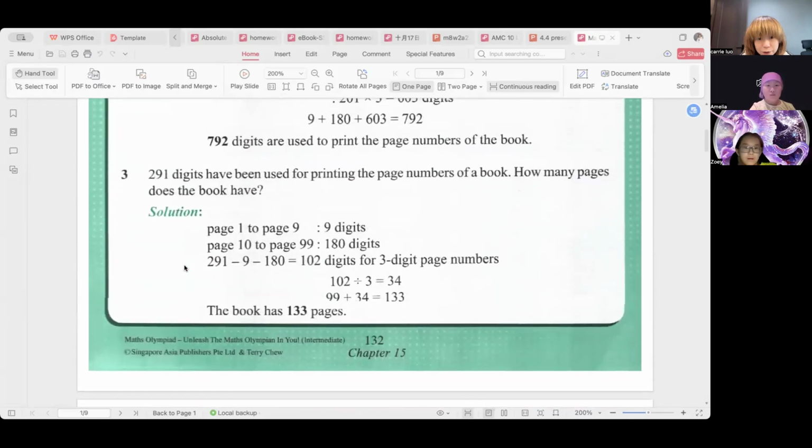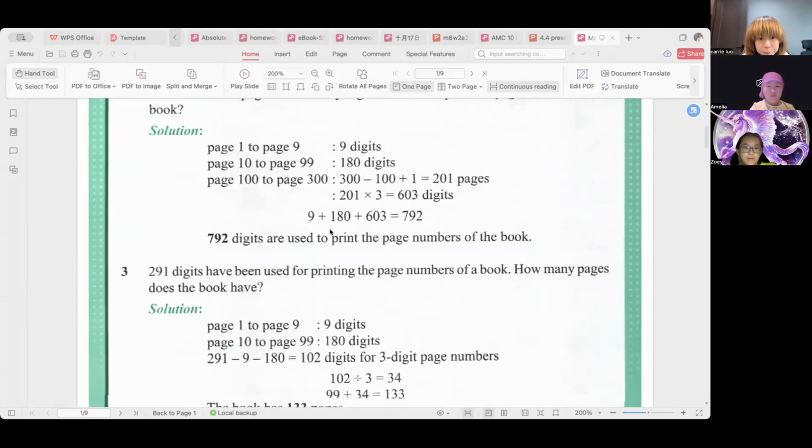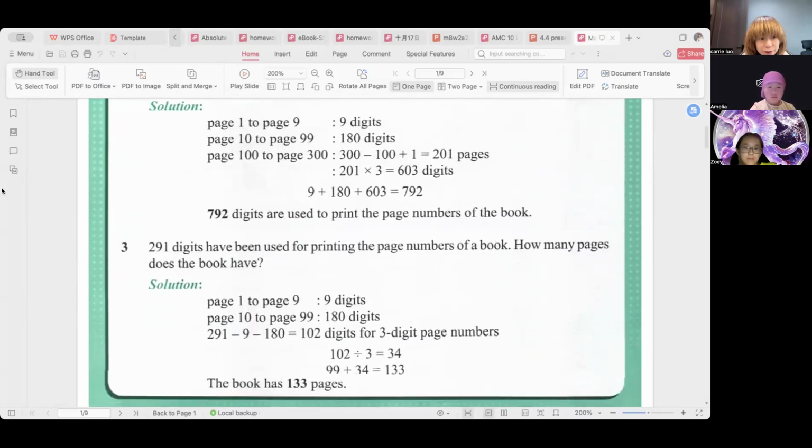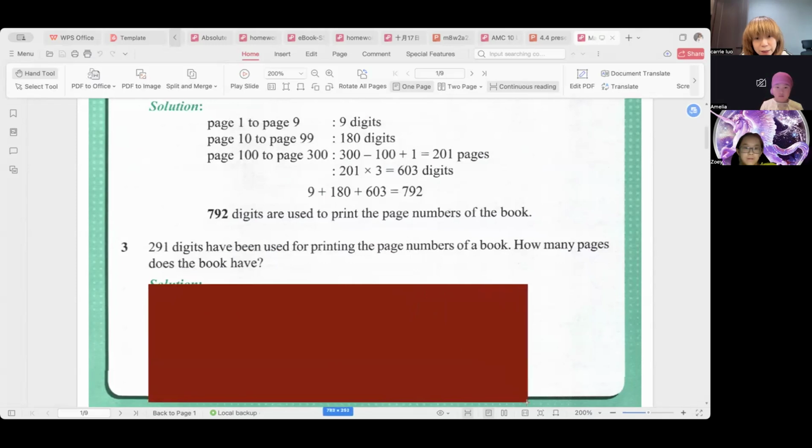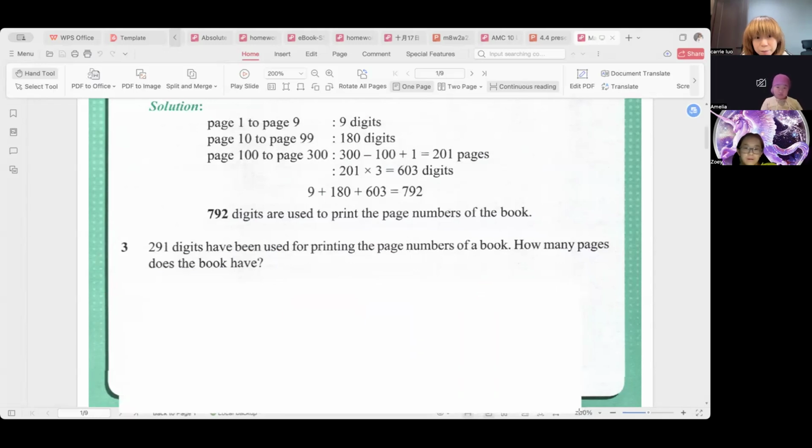Okay, so let's take number 3. The third question is different. They said 291 digits have been used to print the page numbers of the book. How many pages does the book have? So this is the opposite way, right? We've been learning it one way, and now we're finding out how many pages. So think about it, and we can do it.